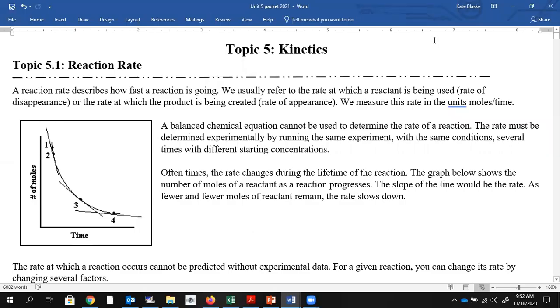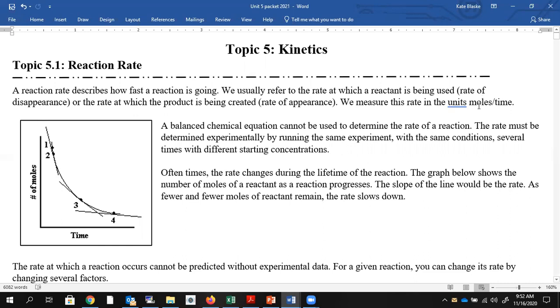Today we're going to introduce topic 5, which talks about kinetics. So kinetics is all about how fast reactions are going and what we as the outside scientists can do to affect that rate of the reaction. So we're going to be talking a lot about rates of reaction, which talks about how fast that reaction is going. There are lots of different things that can control how fast a reaction goes. You can almost think about it like the speed of the reaction.